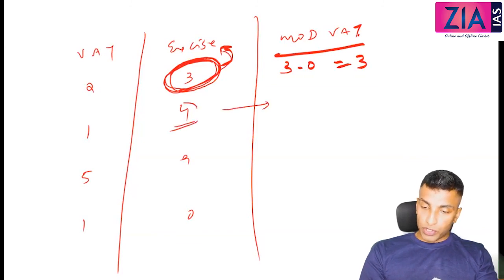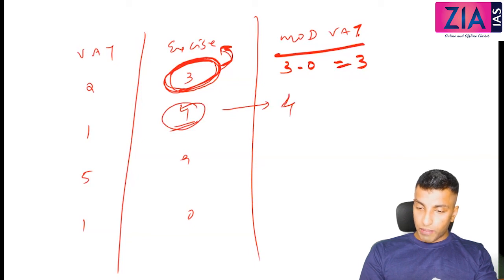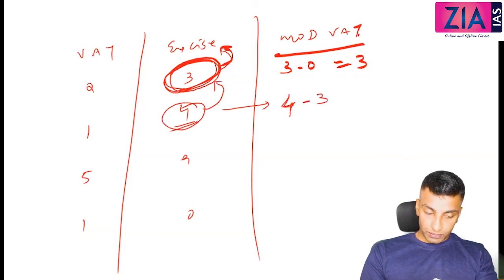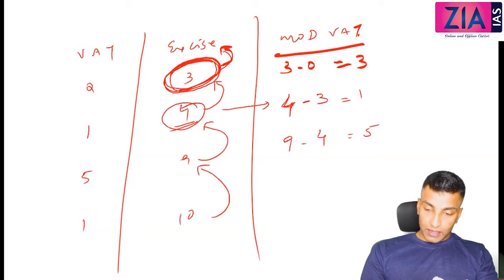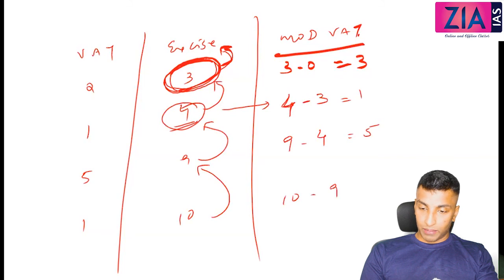What about Modvat in the second stage? 4. This is on the output, so you will charge 4. But what you will do? You will reduce this 3. So 4 minus 3 equal to 1. What about the next stage? 9 minus 4. So what will be the tax here? 5. And then what will be the tax here? 10 minus 9. So that will be 1. I hope this is clear.